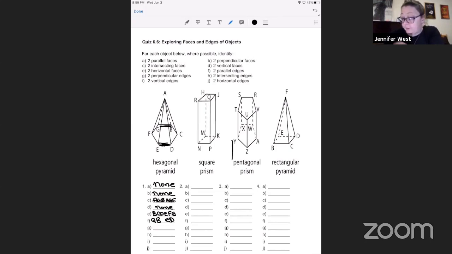Are there two perpendicular edges? No. And it's asking, are there two intersecting edges? Yes. AG and FG. Are there two vertical edges? No, there are none. And then it's asking, are there any horizontal edges? And the answer is yes. GB and BC.